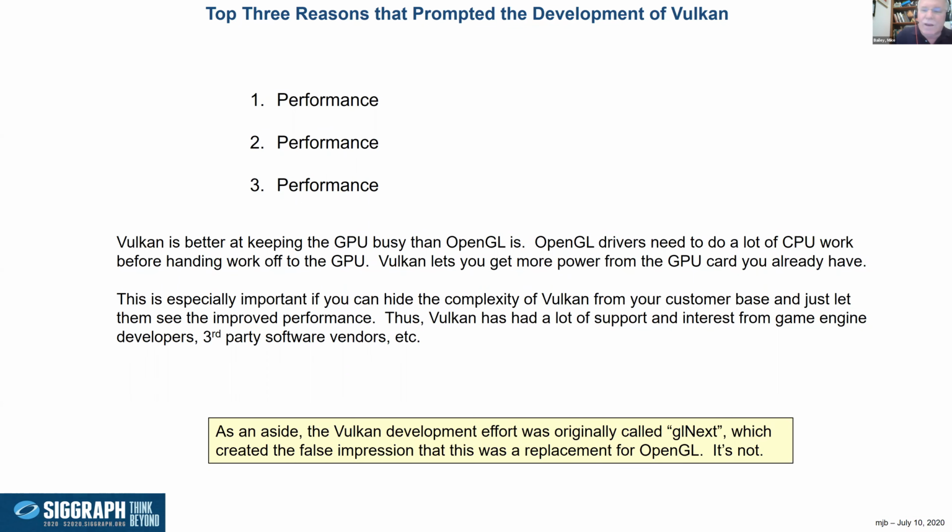Just as a quick aside, this is a term you may have run into: GL Next. When the Khronos Group started looking into Vulkan, the effort got nicknamed somehow GL Next. That created the impression this was going to overtake and replace OpenGL, and it's not. OpenGL will be around forever and ever, I believe. But Vulkan is really where you want to go if you want the performance.